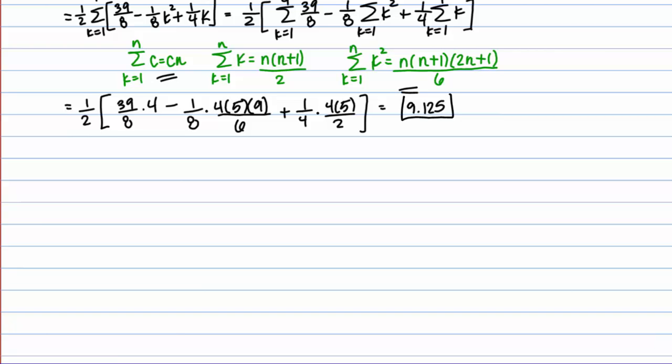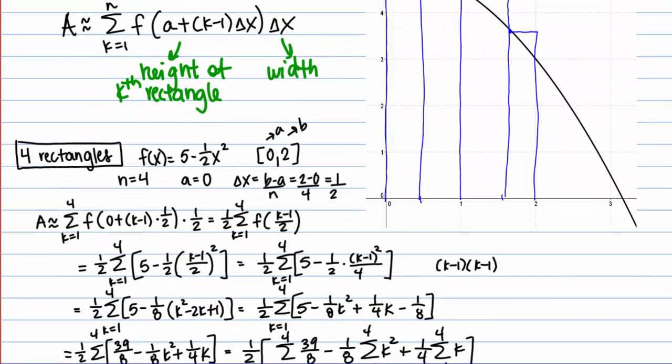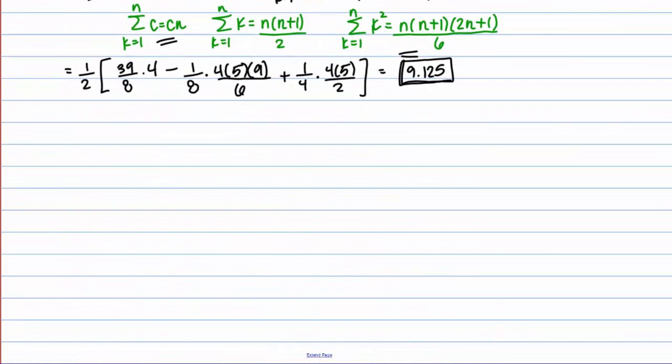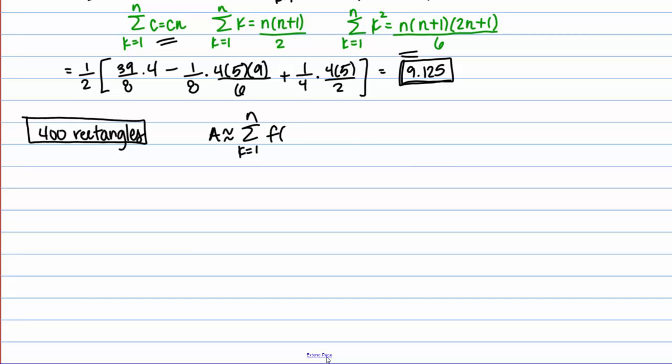Okay, so we just approximated the area with 4 rectangles, and that should be an overestimate, remember. Next we're going to do 400 rectangles, and we're just going to do the same thing again, but our values are going to be different. So once again, our sum for a left-hand Riemann sum looks like this: f of a plus k minus 1 delta x, that's the height of each rectangle, times delta x, the width of each rectangle. F of x was 5 minus 1/2 x squared, and our interval was from 0 to 2.